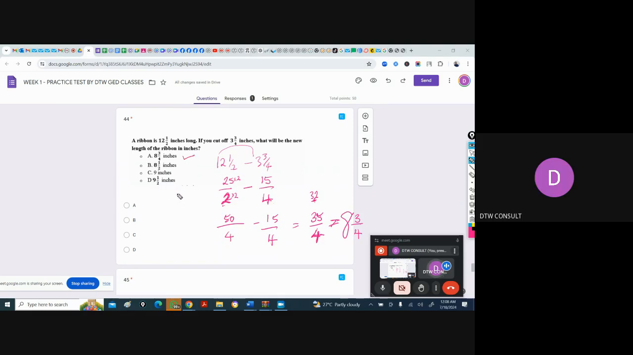I'm going to also show you how to do this on your GED calculator. In the next class, I'll try to get it. I have my physical calculator, but the digital calculator, I haven't subscribed to it yet. I have to purchase another key because it just expired. I'll do that soon and teach everyone how to use your calculator to do this so you don't waste time.